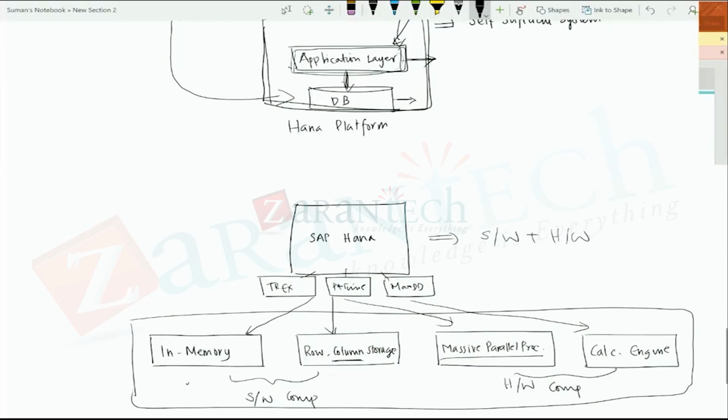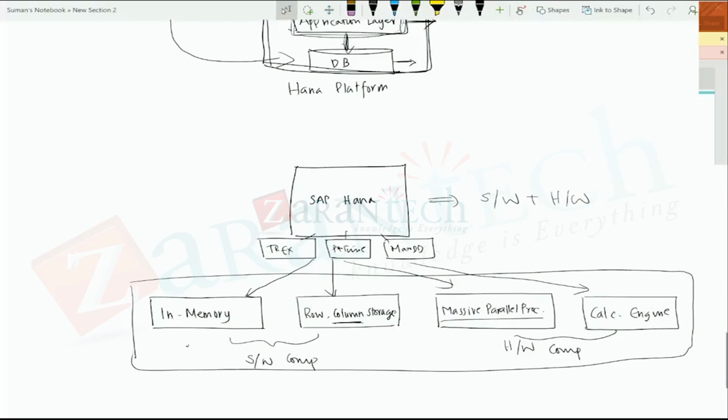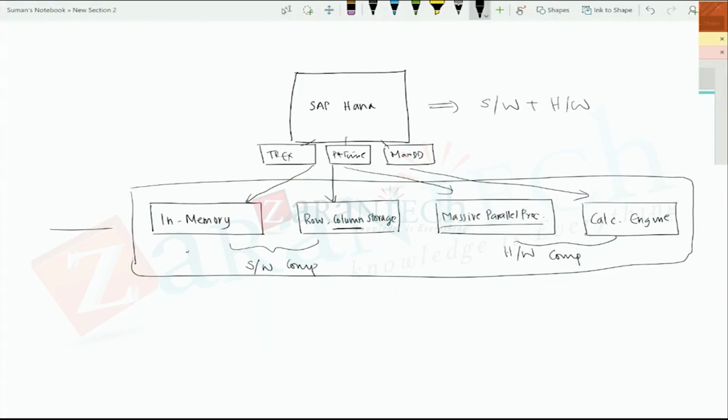So I'm going to stop at this point. I know for the first day, I don't want to go too deep into this. For tomorrow's session, I'm going to start off talking about each of these capabilities: in-memory, row and column storage, massive parallel processing and the calculation engine. Once we complete that, we will go into the details of each of these functions and understand what is happening behind the scenes.